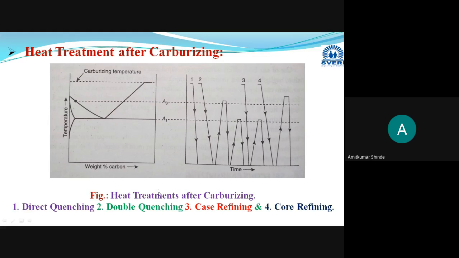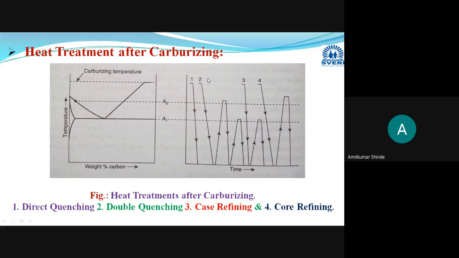Martensite will be there, and as the center will be subjected to slow cooling, fine ferrite will be formed at the center. This ferrite will be soft in nature. Hence we will get a hard and wear resistant surface, and the core will be tough. The core or center portion will provide the necessary toughness.